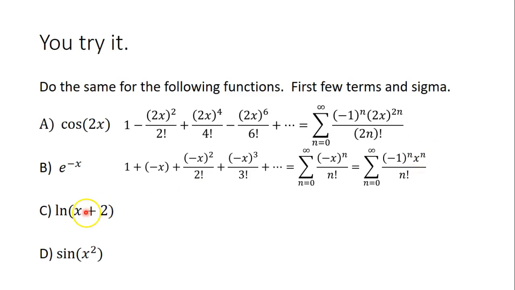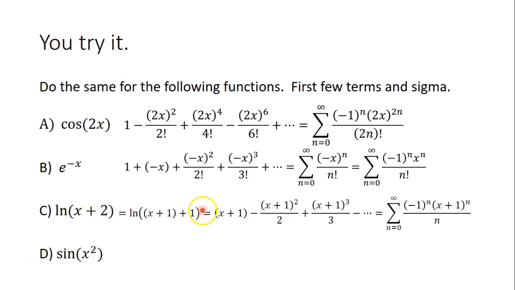Natural log of x plus 2. This one I think is the trickiest. You have to think about this in a slightly weird way, because we have a nice formula for natural log of x plus 1. The way I think about this is it's natural log of x plus 1, where the x is then replaced by x plus 1. And then you replace all the x's with x plus 1's. So you get x plus 1, minus x plus 1 squared over 2, plus x plus 1 cubed over 3. That's going to continue on, right? So negative 1 to the n makes it alternate. All I did was replace the x in the formula for natural log of x plus 1 with x plus 1, the nth power over n.